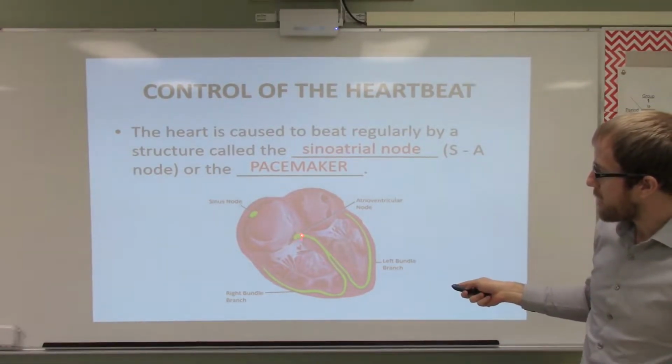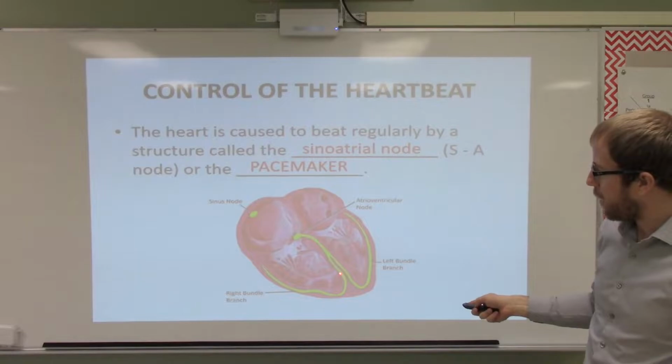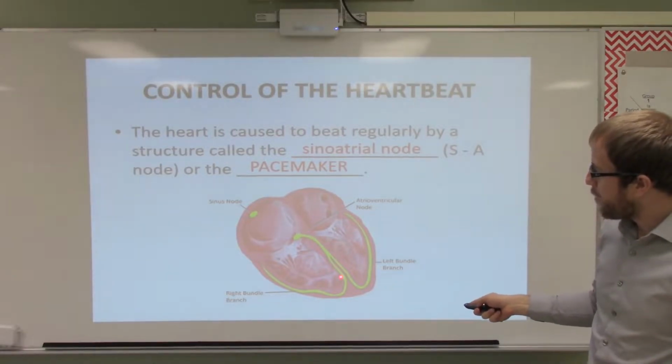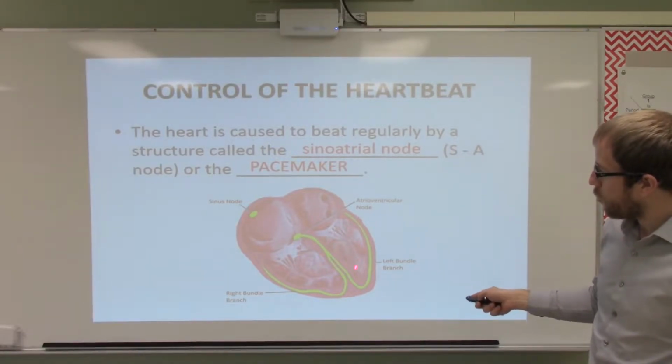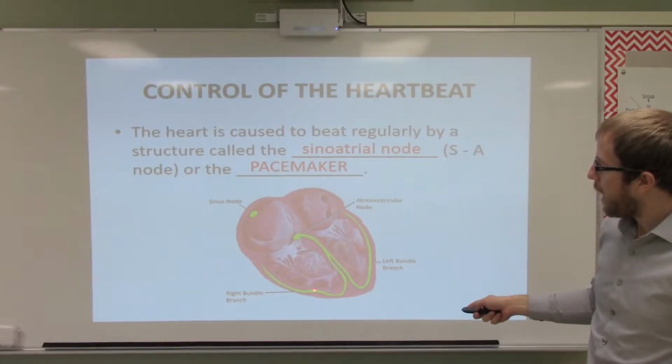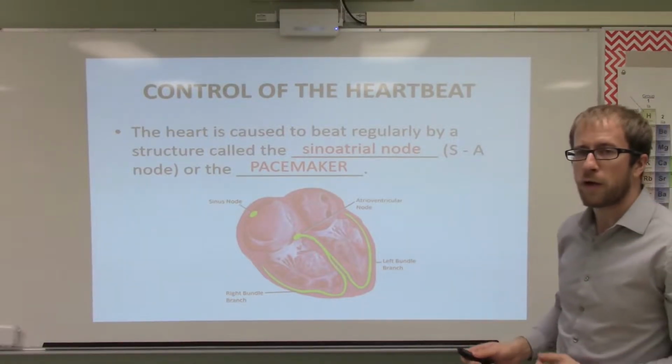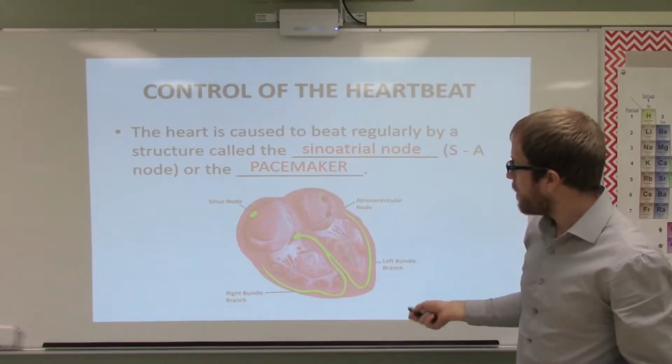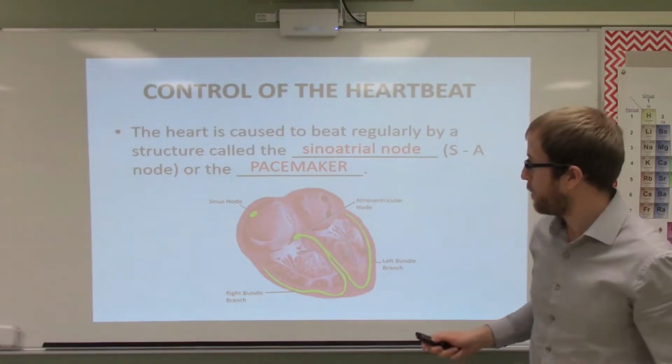So here is the AV node. This is the bundle of His. And then the bundle of His branches to your right and left ventricles, and that signal is transmitted over your ventricle, and you contract from the bottom up.